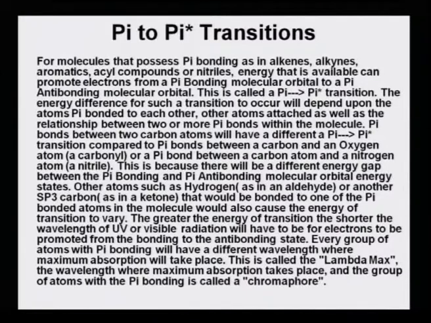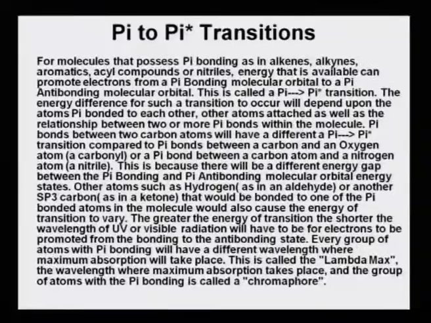So, you see, from a bonding orbital it goes to an empty anti-bonding molecular orbital, and this transition can only take place by the absorption of UV or visible light. This is called the pi to pi star transition. The energy difference for such a transition to occur will depend upon the atoms pi bonded to each other, other atoms attached, as well as the relationship between two or more pi bonds within a molecule.